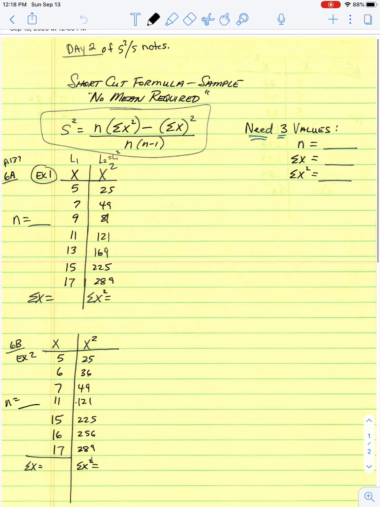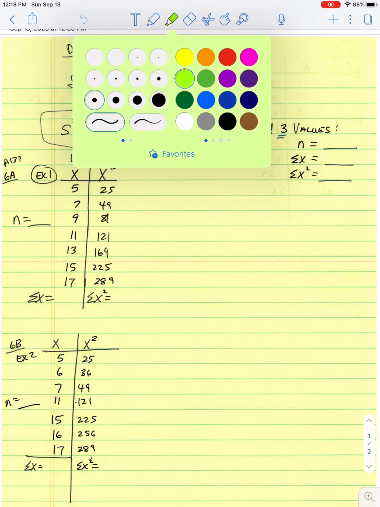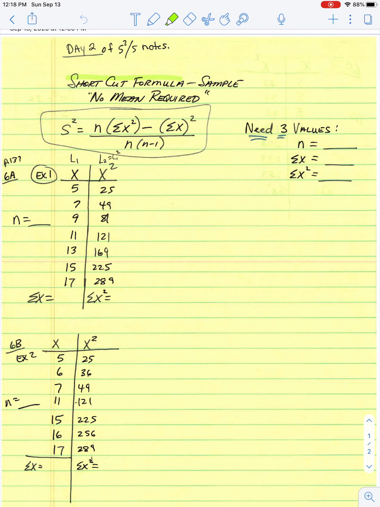Hi, this is the second video in regards to calculating the standard deviation for a set of data. Today, we're going to take a look at how to use something called a shortcut formula. Okay, probably don't want to use a yellow highlighter on yellow paper. Let's try green. All right, so this is the shortcut formula.